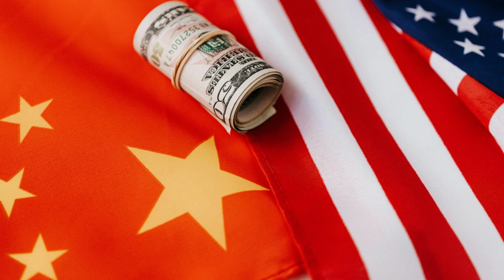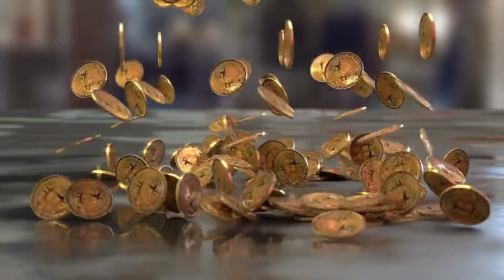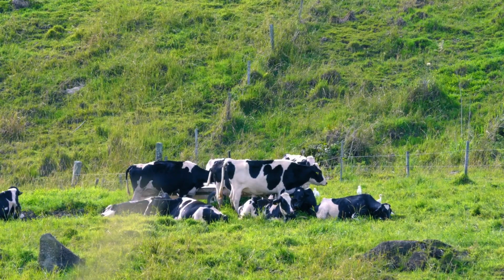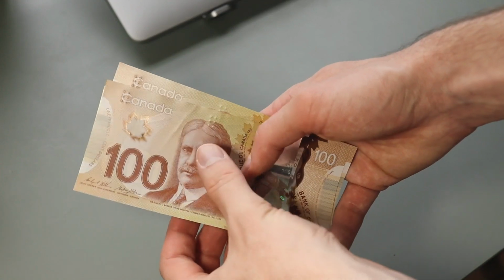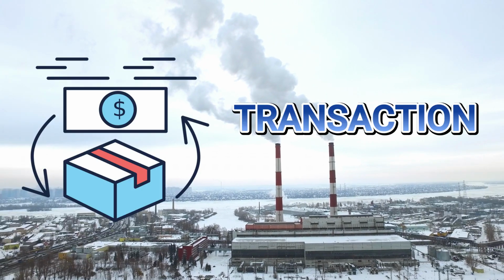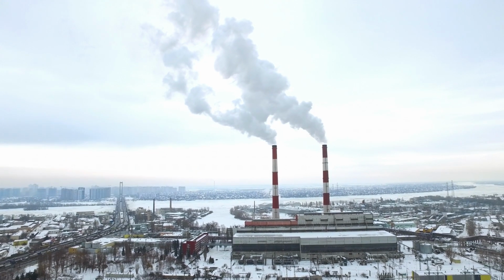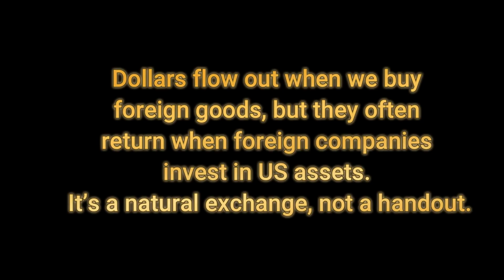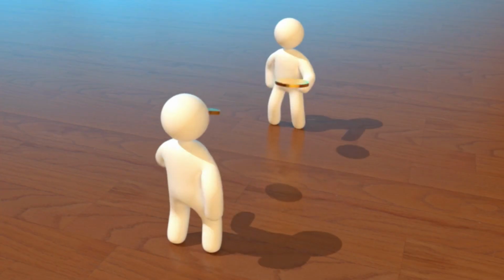Subsidies, on the other hand, are direct payments or financial support that governments give to their own industries. For example, if the Canadian government gives money to its dairy farmers to help them compete, that's a subsidy. But when the U.S. buys Canadian oil, it's not a subsidy, it's just a transaction. Dollars flow out when we buy foreign goods, but they often return when foreign companies invest in U.S. assets. It's a natural exchange, not a handout.